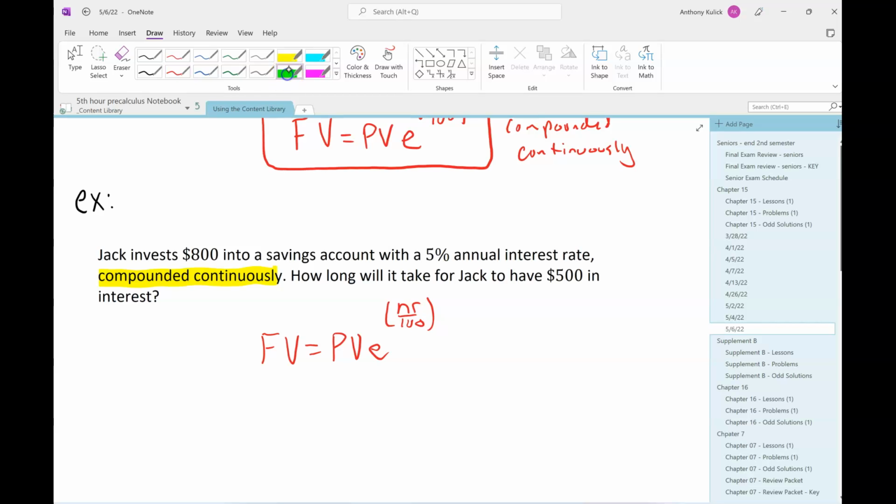In this problem, what are we being asked to solve for? How long? So that means we're looking for the number of years, which is n. So we're going to have to fill in everything else. All right. So where does the 800 go? That's the PV. Very good.